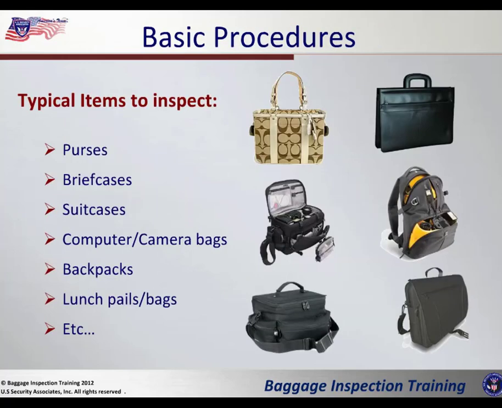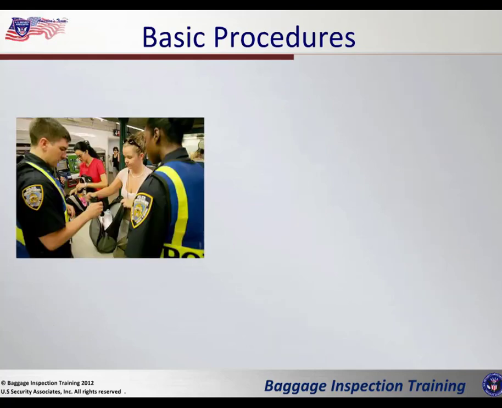Now we'll begin covering some of the basic procedures for conducting these inspections. First, let's look at some of the typical items that we're going to inspect. That can include purses, briefcases, suitcases, camera or computer bags, backpacks, lunch pails or lunch bags, etc. Anything that could possibly conceal stolen merchandise. Now, let's look at the actual procedure for inspection.